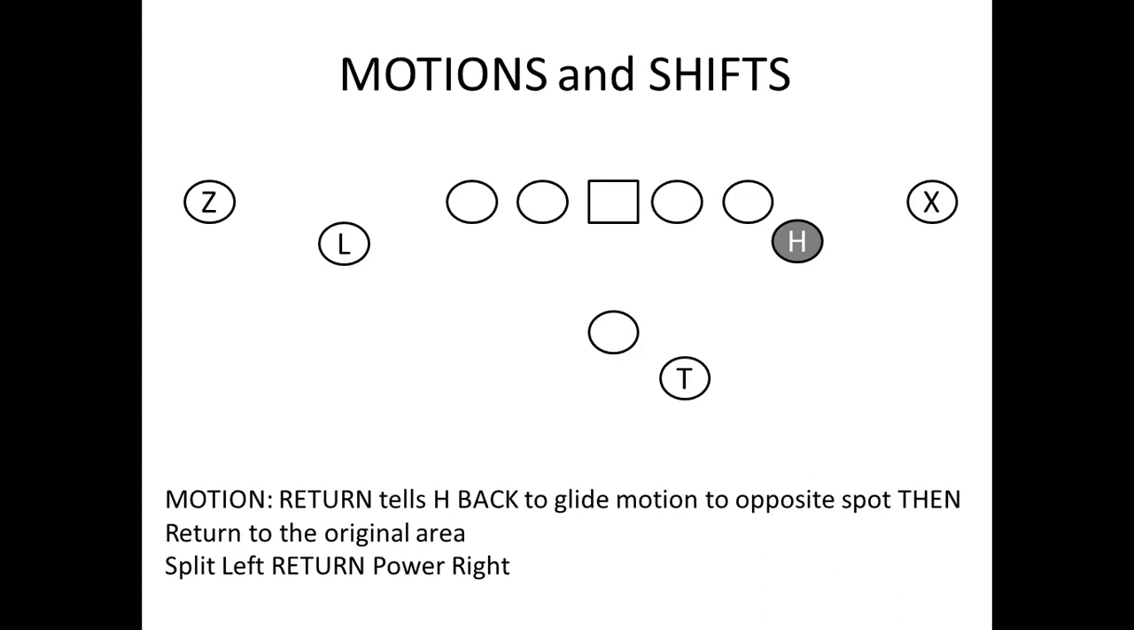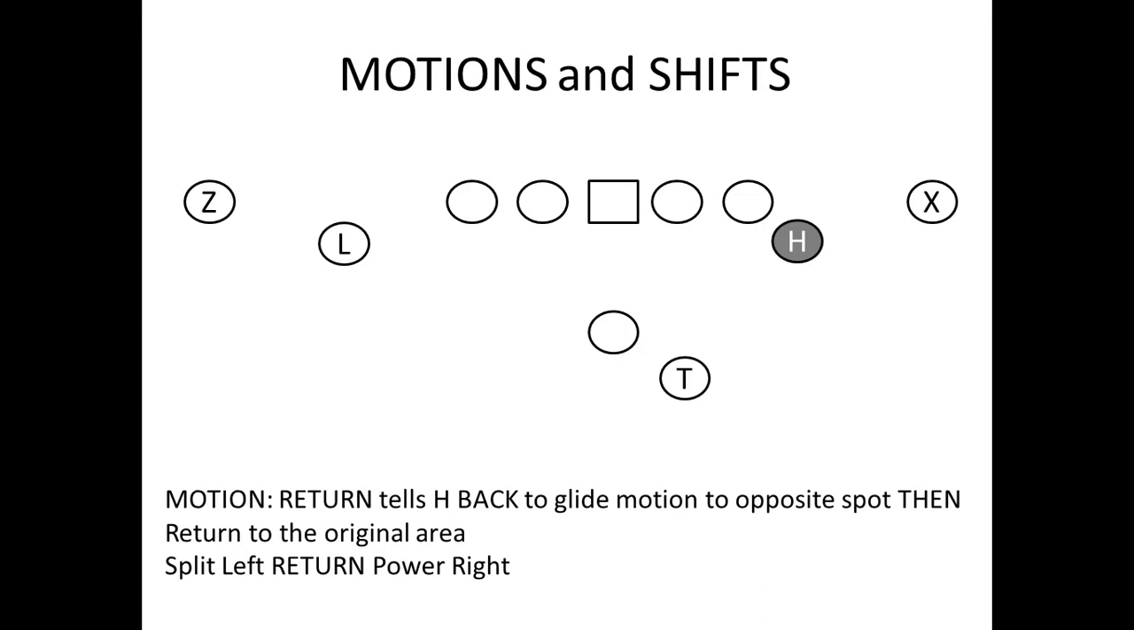Now why I say area is because I put in a little rule. If we want to run power to the right, he should end up at the 2 spot, the B gap. So I tell him, okay, I want you to line up at the 4 spot, little extra tendency breaker. So they're thinking, okay, H is on the hip, it's got to be outside dictated type of run.